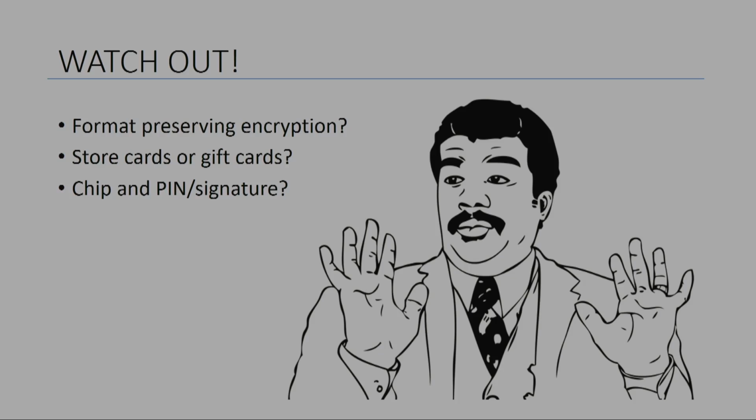Things to watch out for. If the victim is using format-preserving encryption, maybe the data is tokenized, but it still fits the track data format, it may even still pass the Luhn algorithm. CDPO doesn't care. It'll just process it as normal data, so watch out for that. You may have store cards or gift cards that maybe don't need the Luhn algorithm, or they have their own custom IIN or BIN numbers.